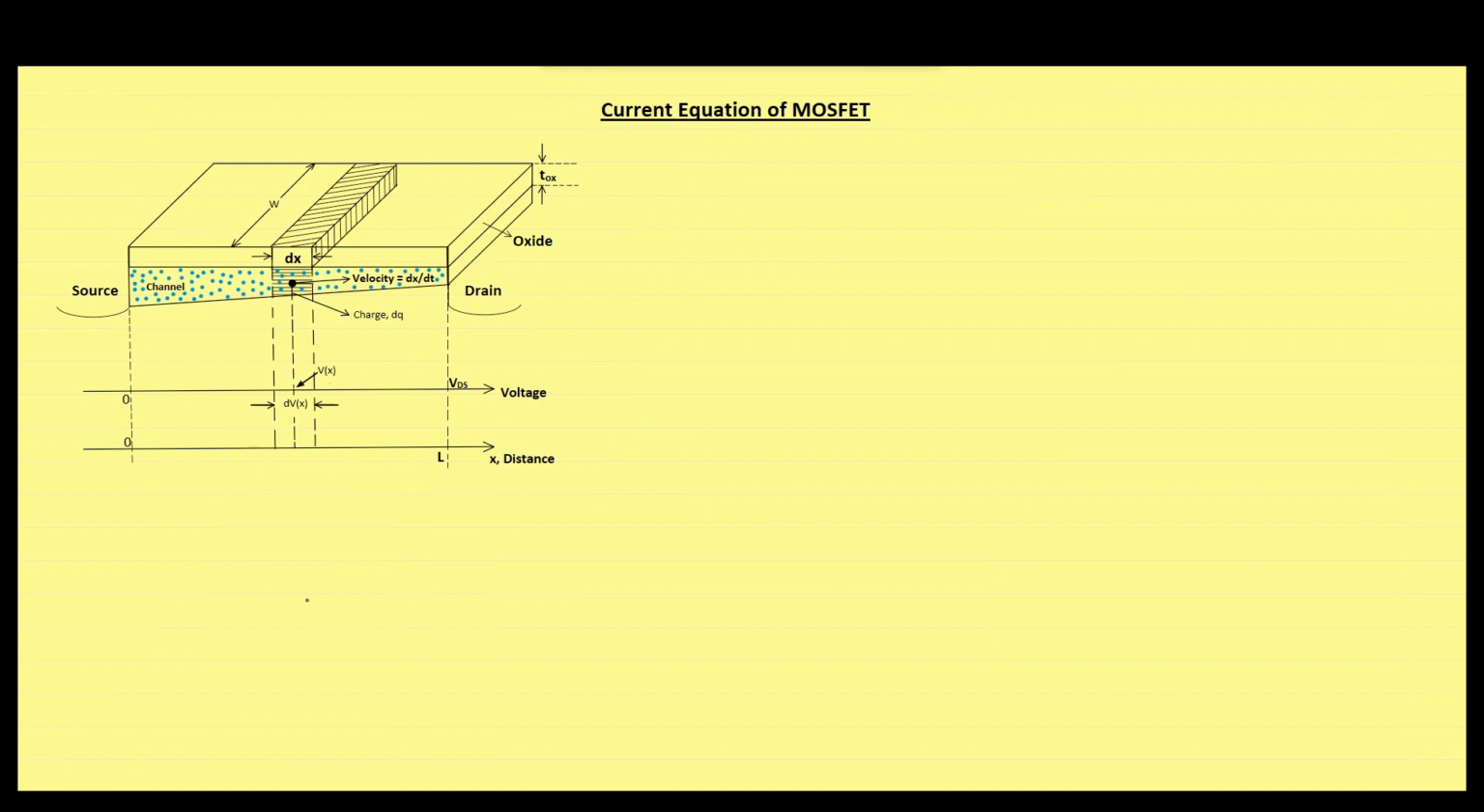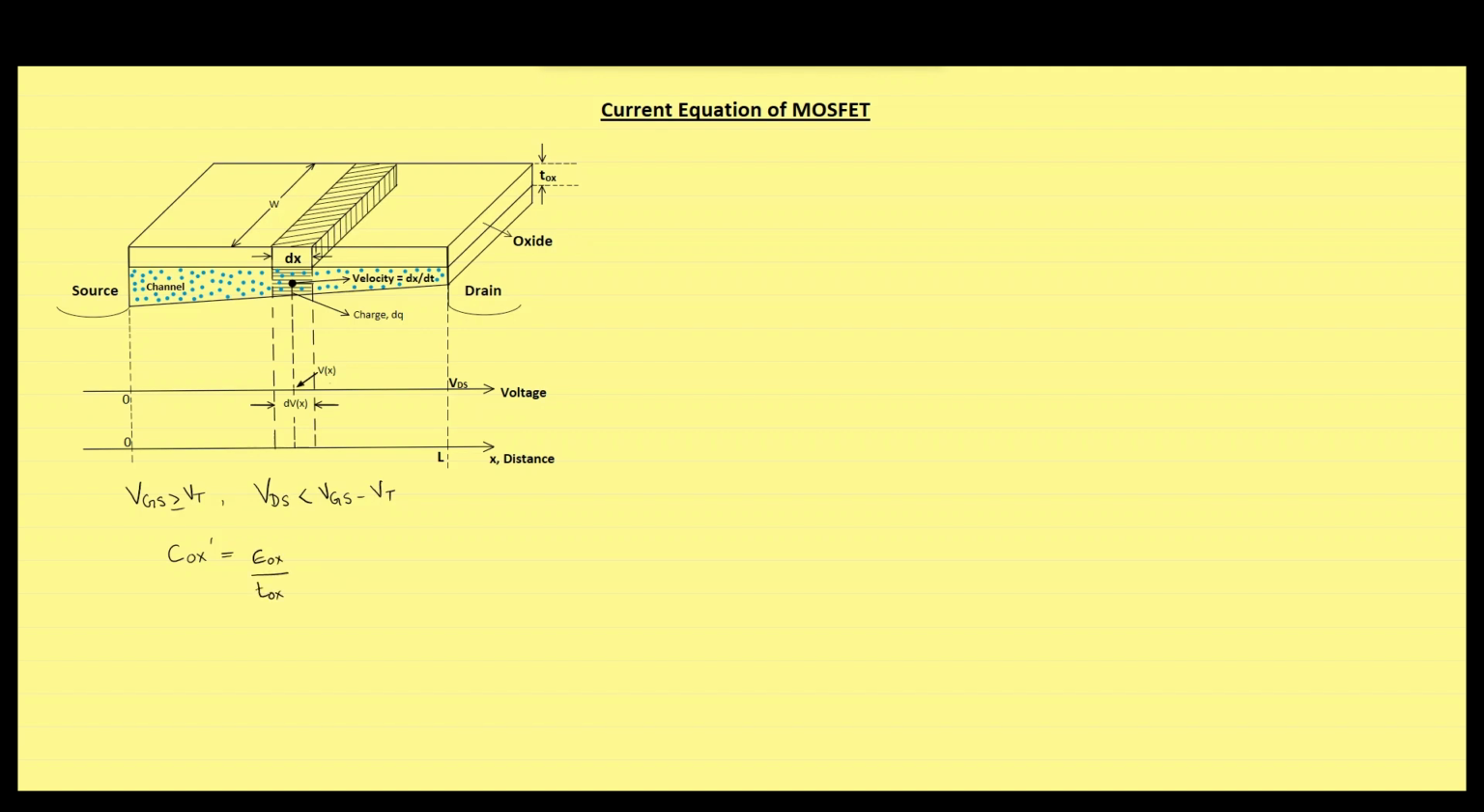We will derive the current equation of MOSFET in this lecture. We have already assumed that there is an inversion layer and the MOSFET is operating in triode region. As you can see, inversion layer is present in a trapezoidal manner. The capacitance per unit area for the oxide is equal to permittivity of the oxide divided by thickness of the oxide.